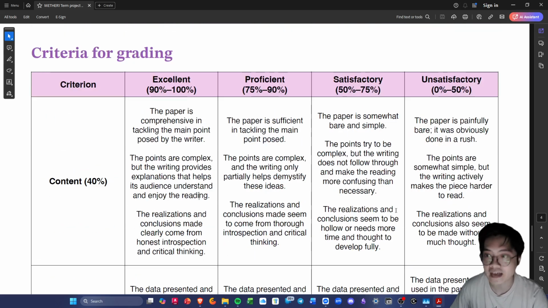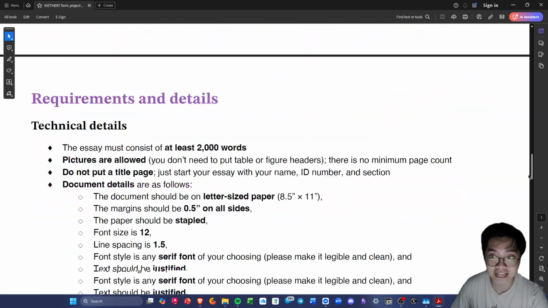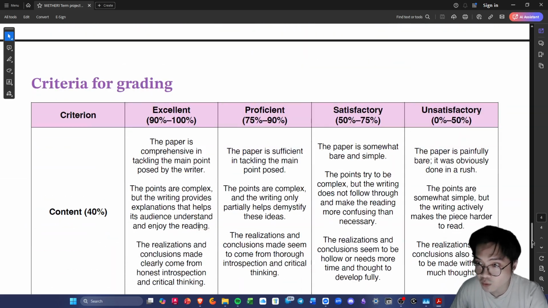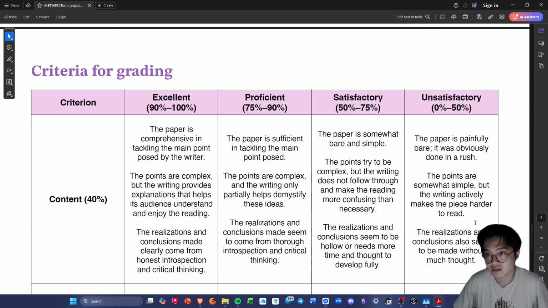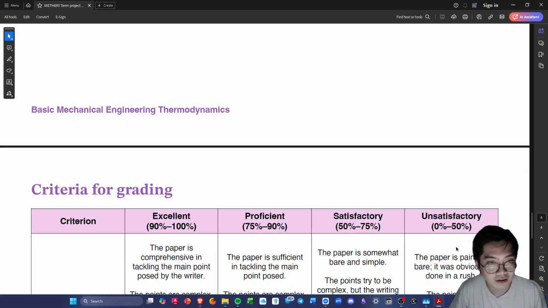Okay? And so that is it. If you have any questions, please let me know. But that is your term project. Again, the deadline is November 29th, Saturday. I will be waiting Saturday evening if you want to submit that late. But of course, right, I think the incentives speak for themselves, right?